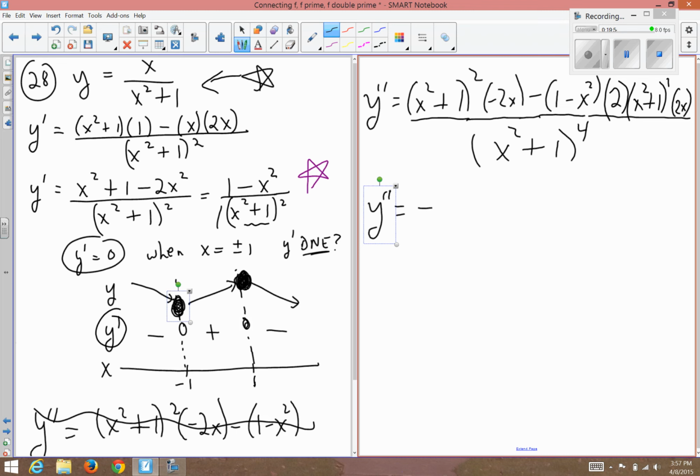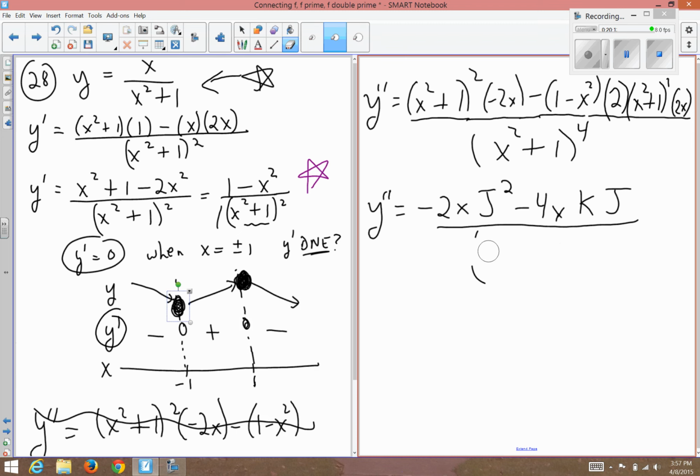I'm going to write this. -2x times j to the second, minus 4x times k times j, all over x squared plus 1, actually, all over j to the 4th.